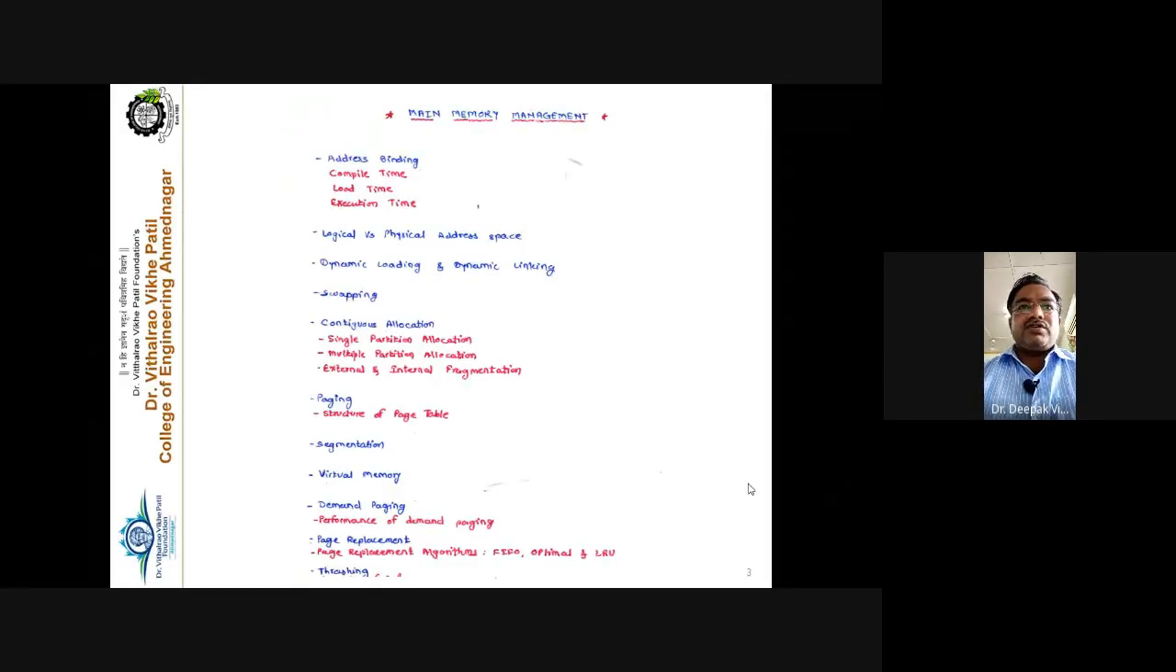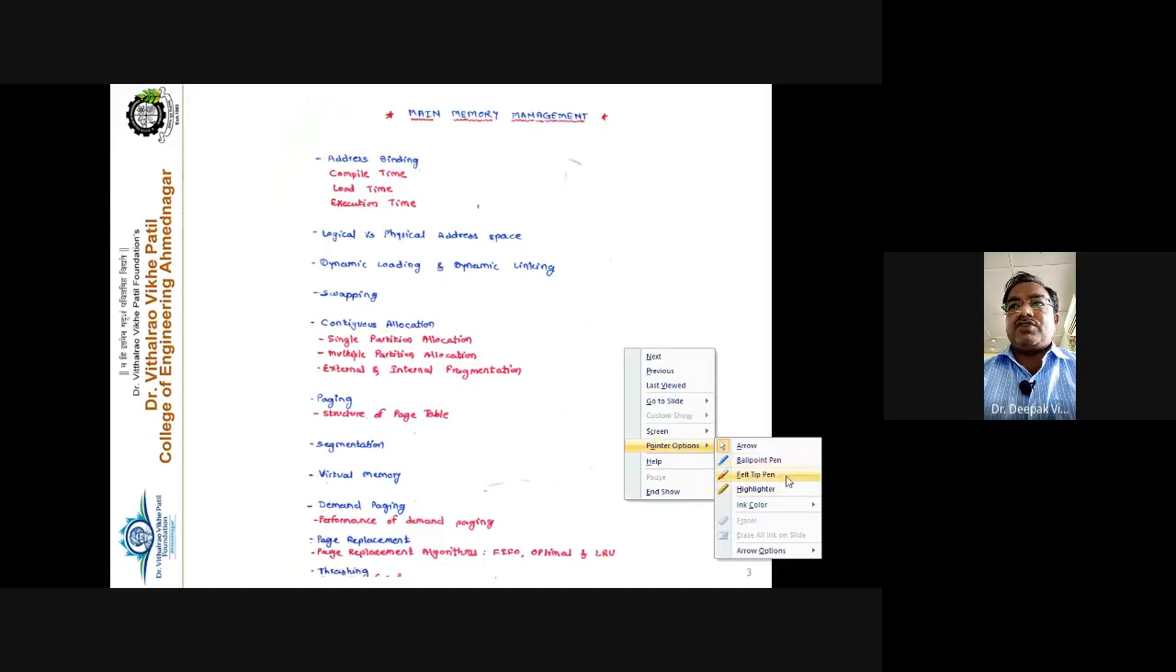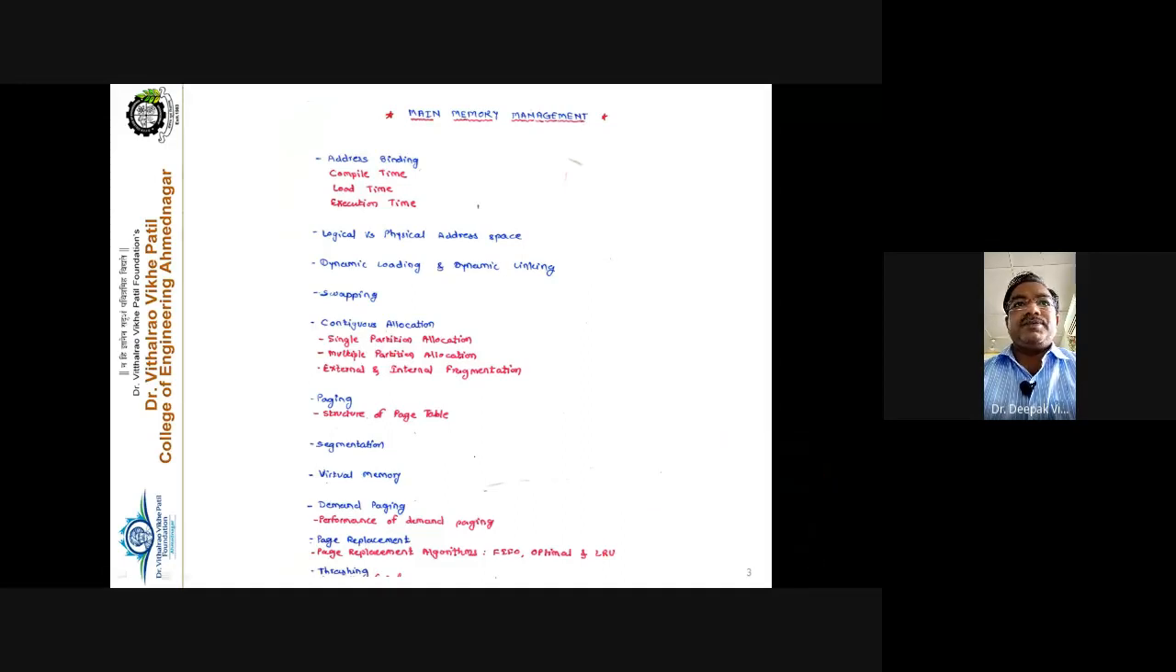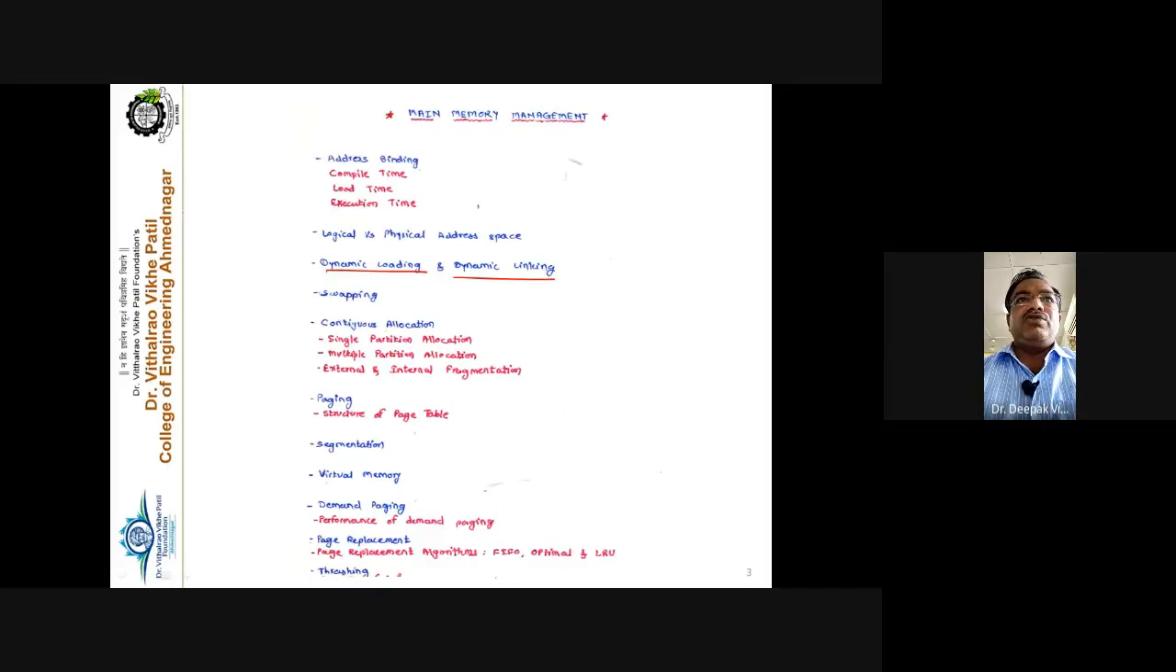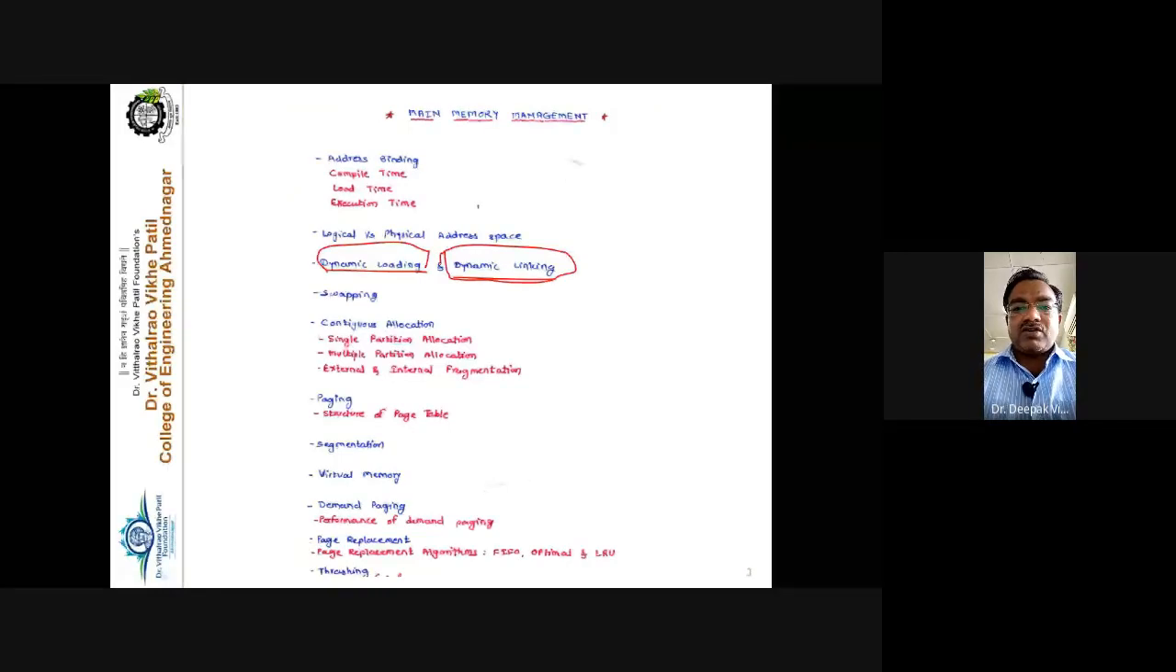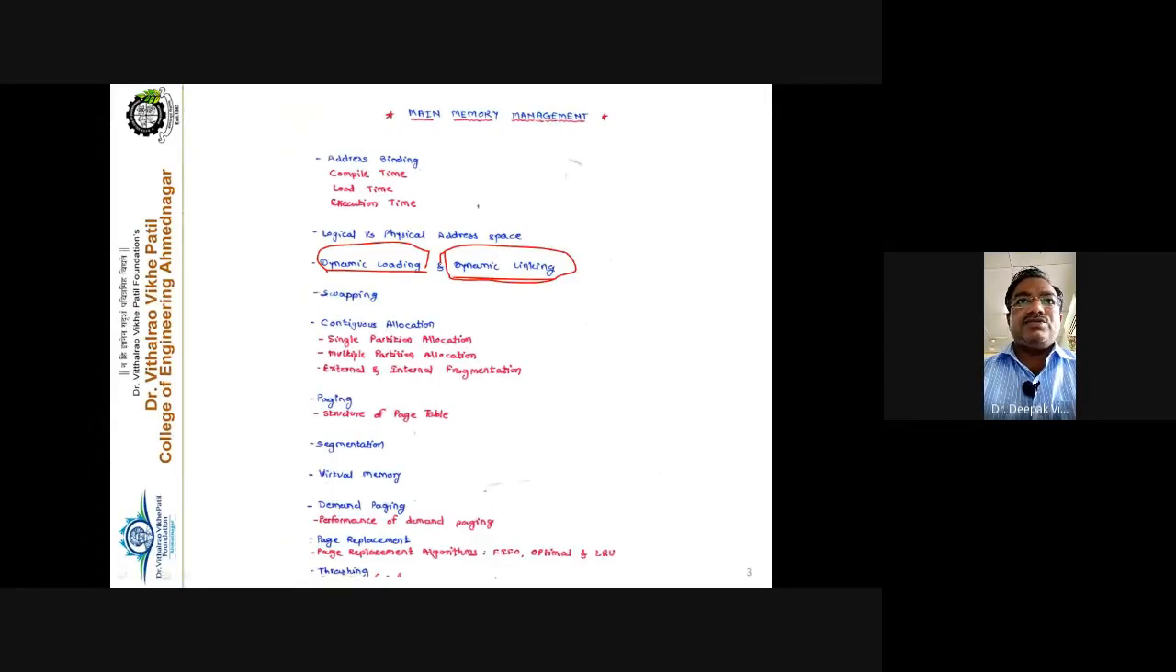After that we have also seen the concept of dynamic loading and dynamic linking, meaning we are not going to load a module until and unless it is required. In the case of dynamic linking, the linking is postponed until the execution time. The header files or library files are not linked up front; as and when they are required, they are linked at execution time, and then the execution starts.